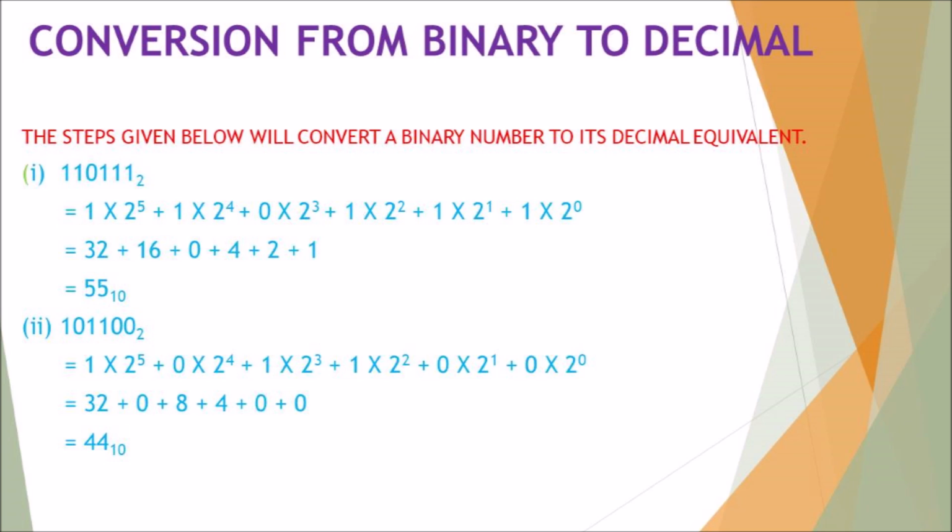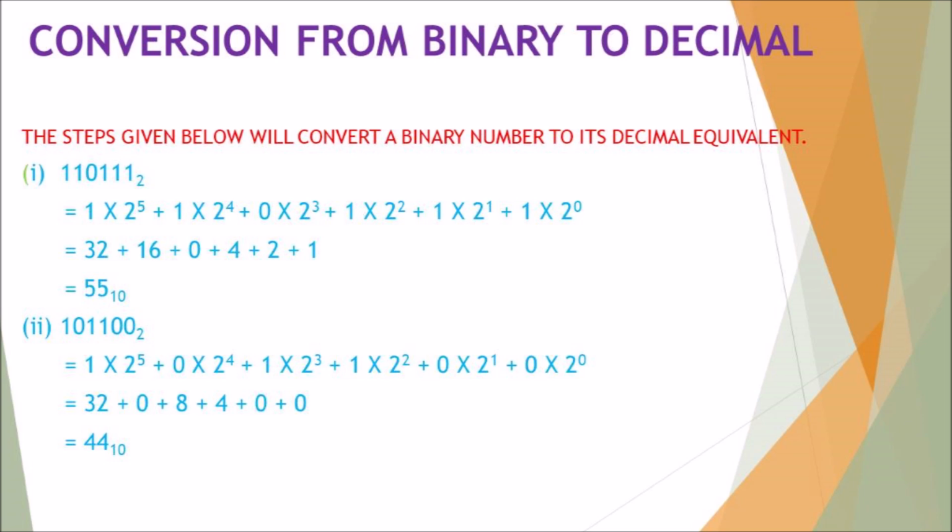Here the procedure is the same. You start from the rightmost digit, that is the ones digit. Starting with 1 into 2 power 0, because here it is a binary number, so we use 2 power 0, whereas in decimal we use 10. Likewise, from the ones digit to the tens digit, hundreds digit, thousands digit, like that. The place value system is written starting from the ones digit.